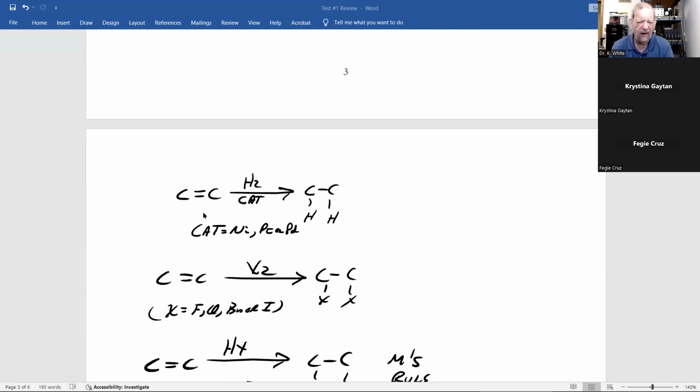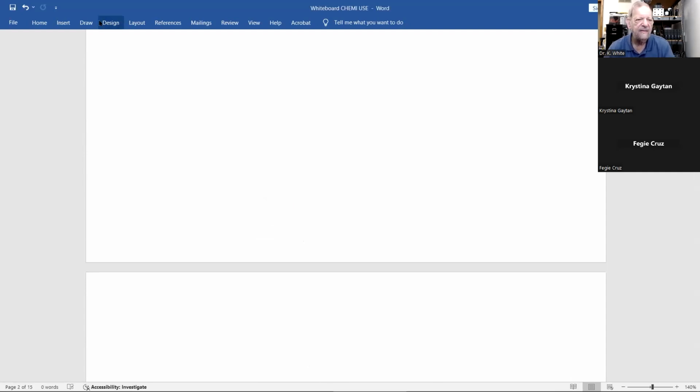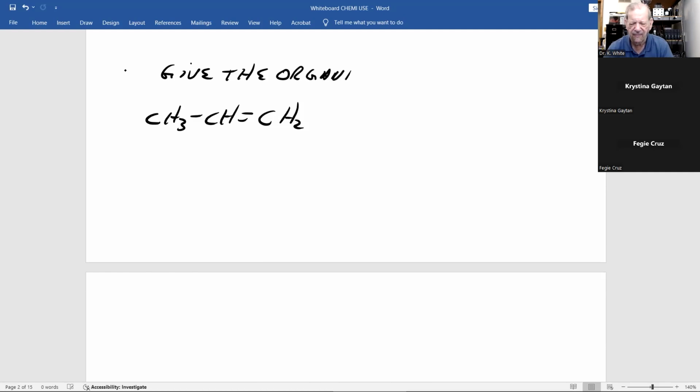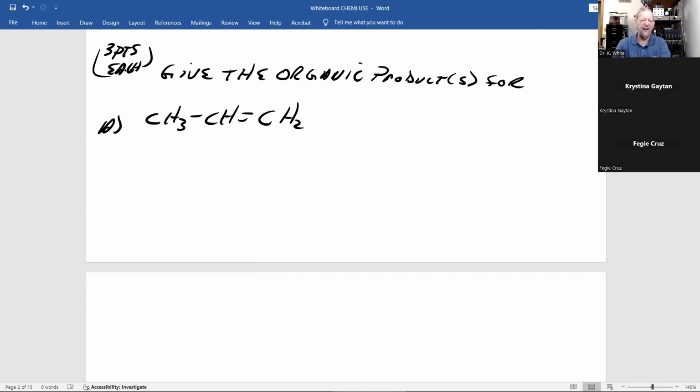Here are general reactions. Whenever you have a double bond reacted with hydrogen and catalyst, the catalyst can be nickel, platinum, or palladium. You break the pi bond, and each carbon of the double bond gets a hydrogen. And here, these type of problems, I'll ask, give the organic product. And later on, you'll see sometimes it's more than one, or products.